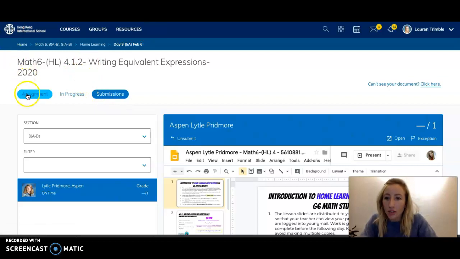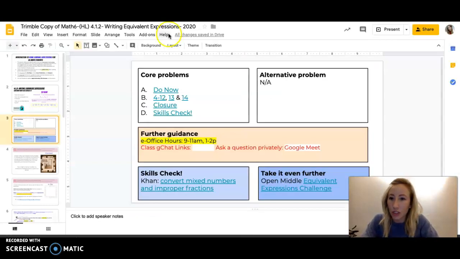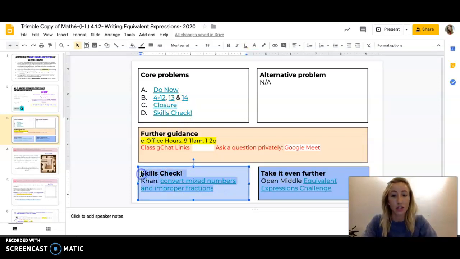Okay, and so back to the assignment. Once you make your copy of today's slides, I think it's pretty straightforward. Your core problems are the do now for 12, 13, and 14, a closure, and a skills check. Your skills check is this practice on Khan Academy. It has been assigned to you, so please make sure that you complete that during your math time today.